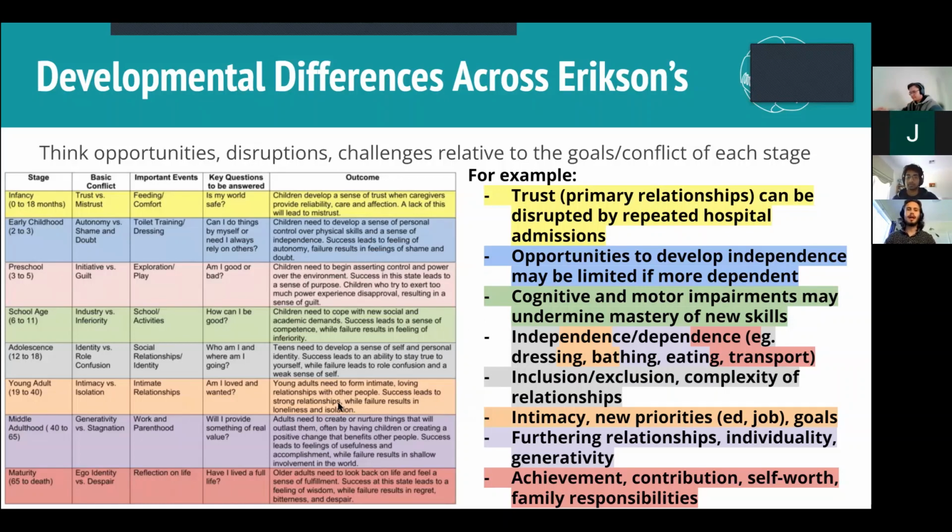That's the general idea. You can logically go, okay, well, if you have a cognitive or motor impairment, then that's going to make it more challenging to reach this industry aspect, the mastery of new skills in your early school age. And so that may lead to feelings of inferiority because of this physical aspect or this cognitive aspect where you find it more challenging to develop or to master new skills. And so evidently you'd need to take that into consideration.